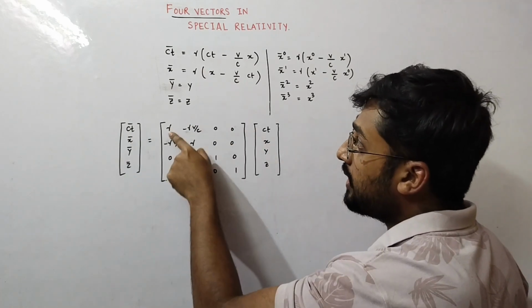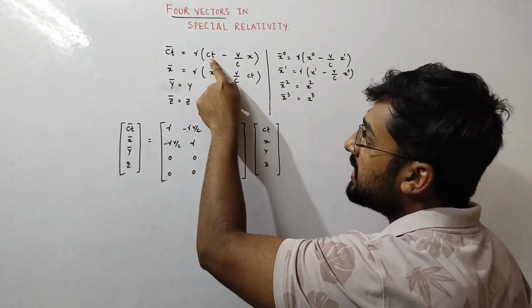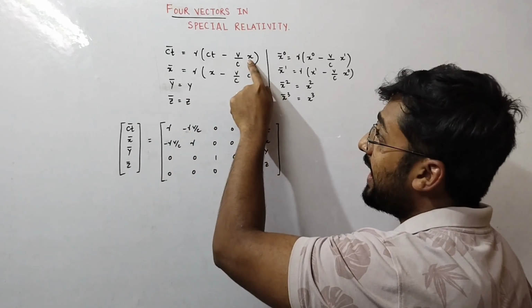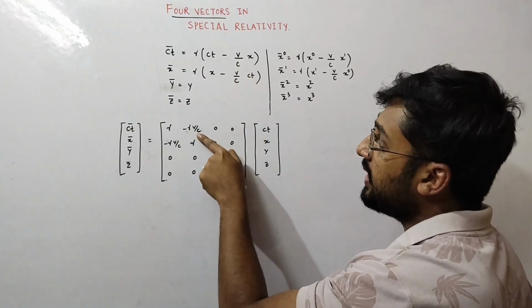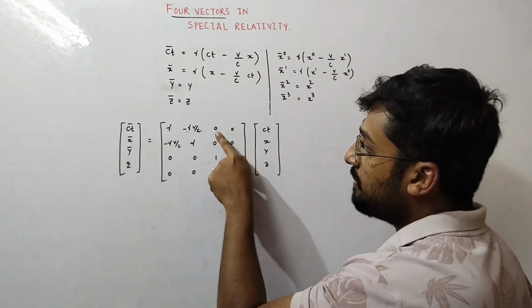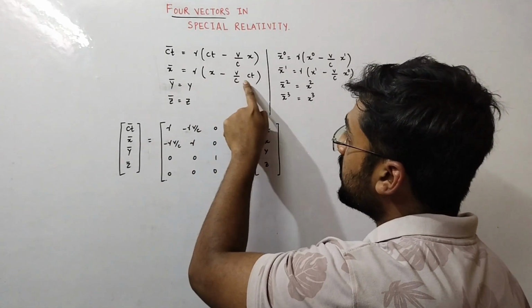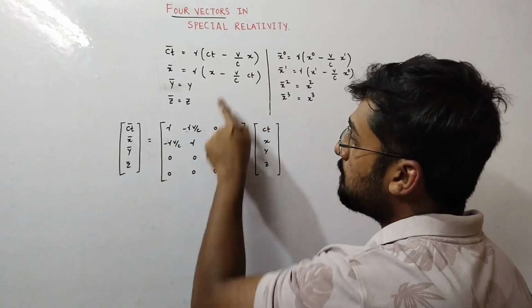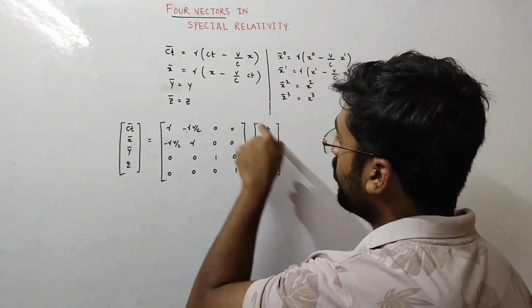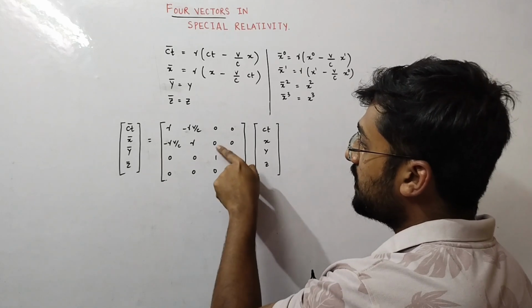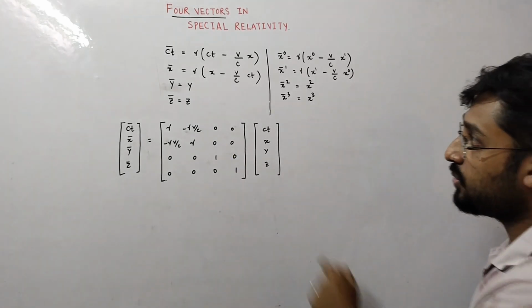So as I have done over here, when you are writing Ct bar and Ct, the coefficient of Ct is gamma, while the coefficient of x is minus gamma v upon c, as there is no y and z component, so therefore 0 0. For the next line, you have the coefficient of Ct, which is time, that is minus gamma v upon c, and the coefficient of x is gamma, there is no y and z coordinate, so 0 and 0. Now we are moving on to the next two.